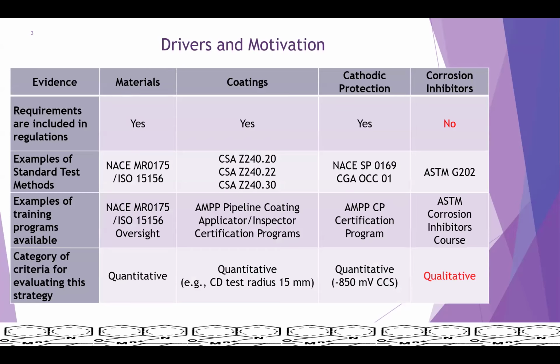Again, the driver and the motivation for this JIP as well as the webinar series is to ensure that the corrosion inhibitor evaluation is also quantitative, similar to other corrosion control strategies such as materials, coatings, and cathodic protection. So right now, the qualification or selection of corrosion inhibitors is based on qualitative considerations. We are going to make it quantitative to the extent possible.